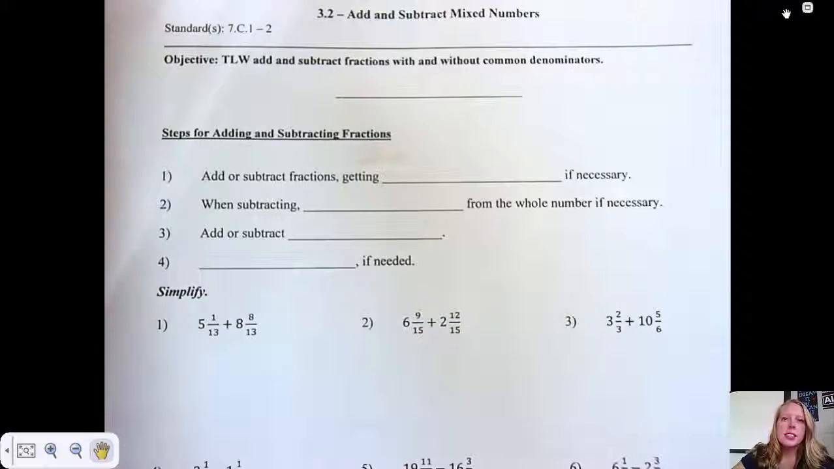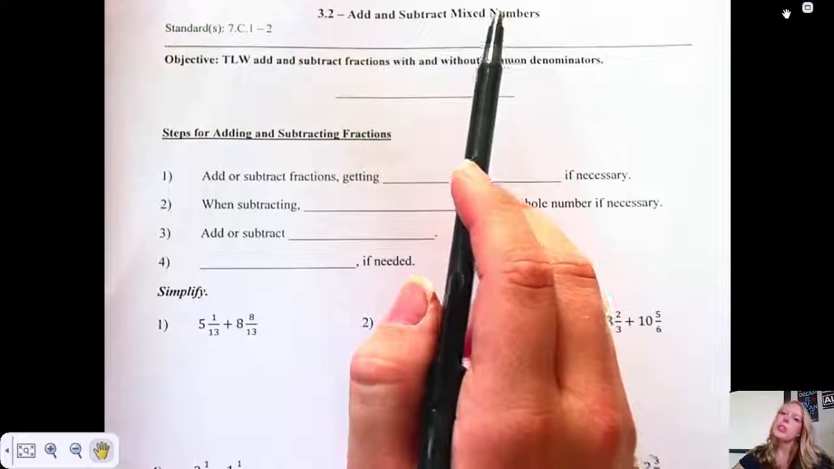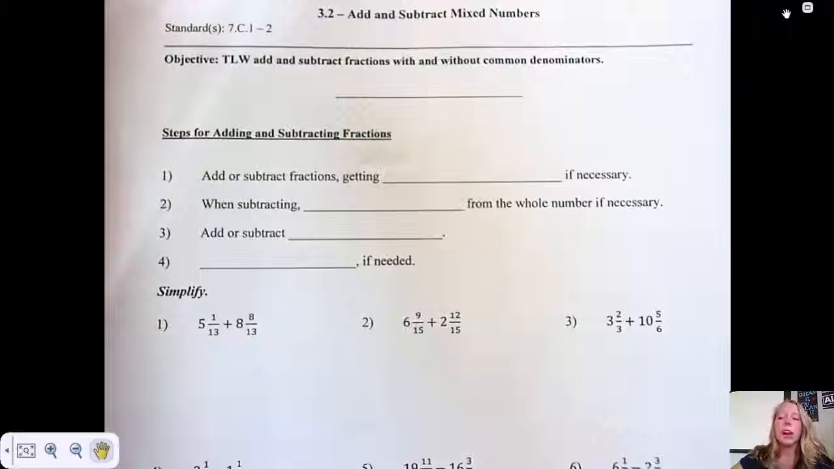Chapter 3, Concept 2 deals with adding and subtracting mixed numbers. So we talked about adding and subtracting fractions yesterday. Now we're going to include mixed numbers.